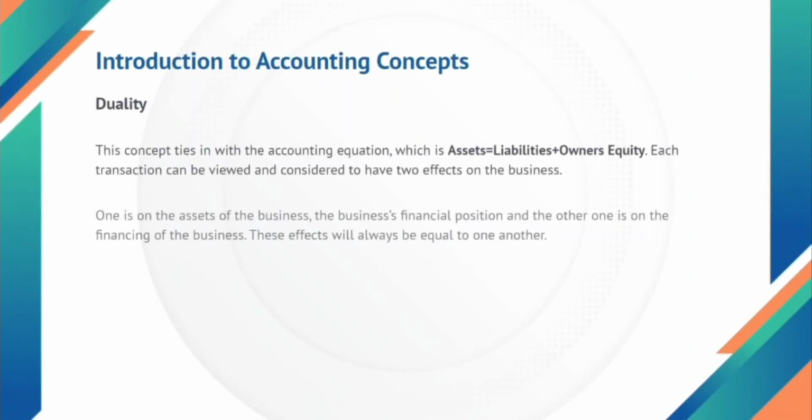Duality. This concept ties in with the accounting equation, which is assets equals liabilities plus owner's equity. Each transaction can be viewed and considered to have two effects on the business. One is on the assets of the business's financial position, and the other one is on the financing of the business. These effects will always be equal to one another.